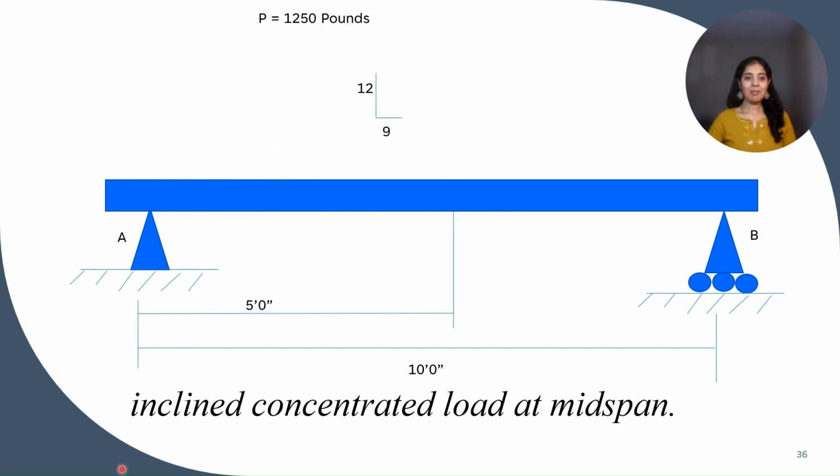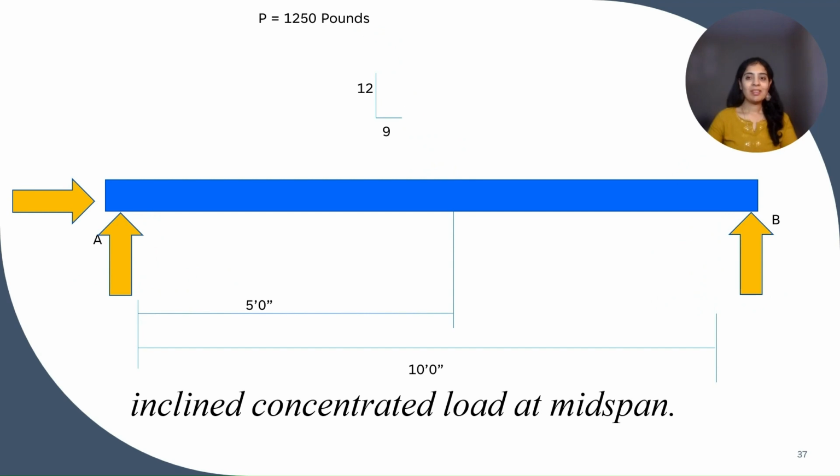In this example, a force of 1250 pounds magnitude, inclined, is acting at the midspan. So for this inclined load, what are the reactions developed at supports A and B? We will calculate.